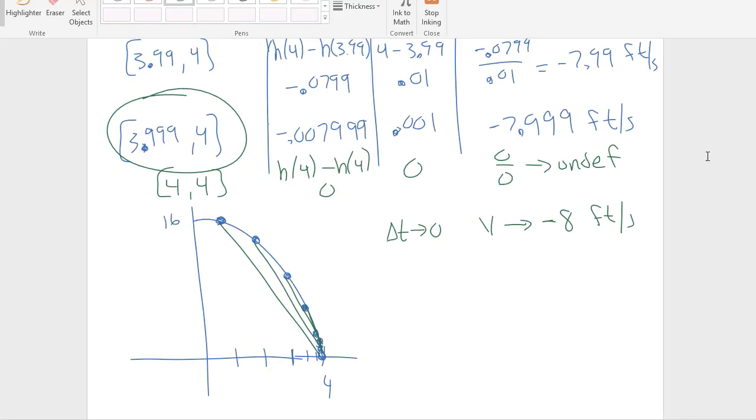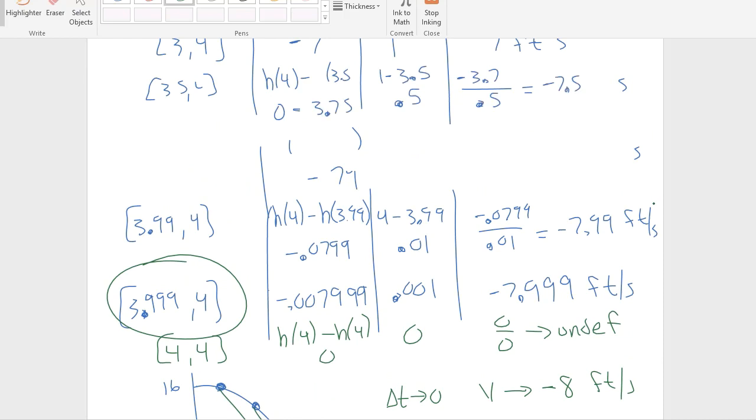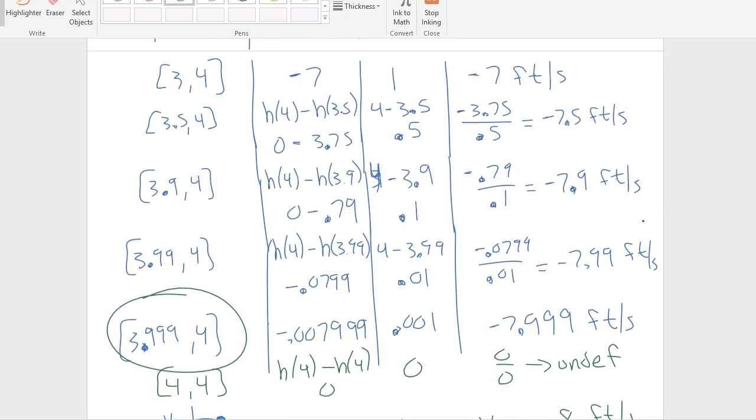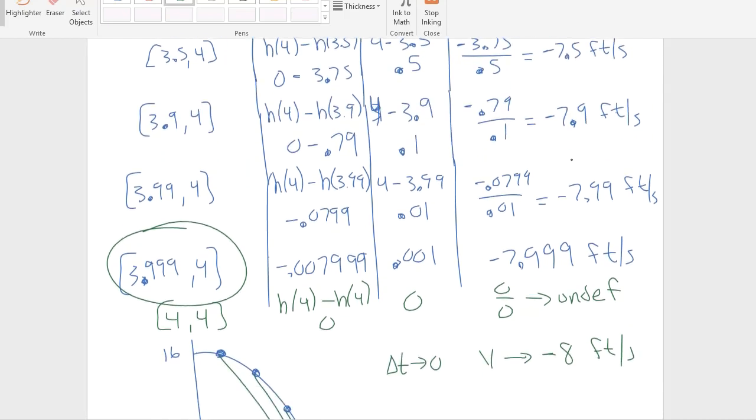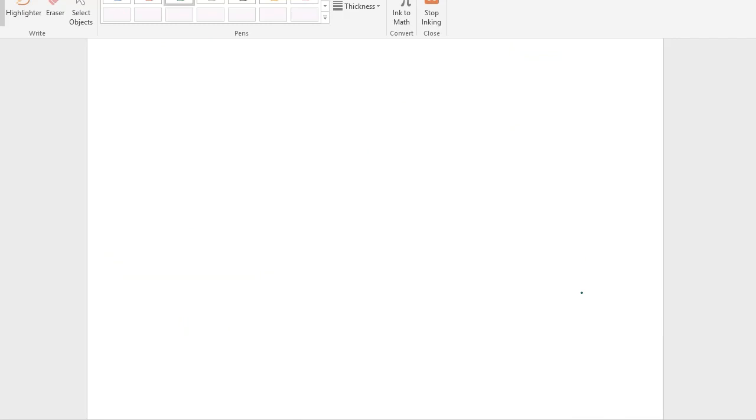Right? So we could see that in this limit process, as those 2 points got closer and closer together, the slopes were becoming -8. Now again, within the context of this word problem, we're looking at feet per second as the unit of that limiting process. All right, so what I want to do now to finish off this conversation is look at this concept in a little bit more of an algebraic manner, if you will.